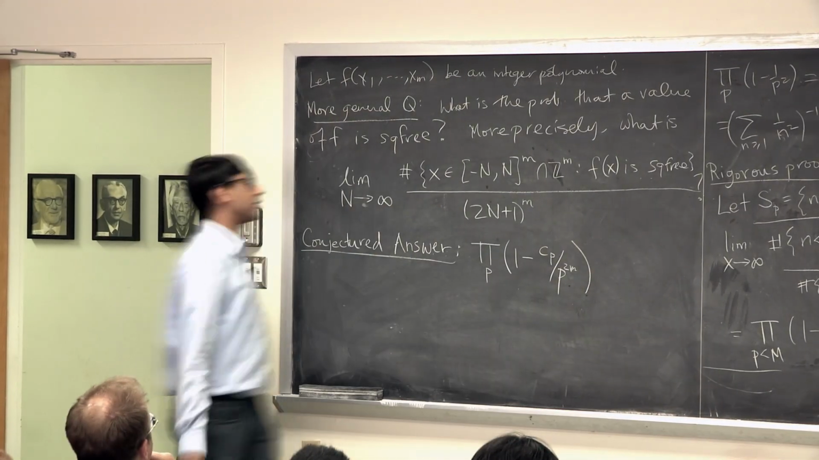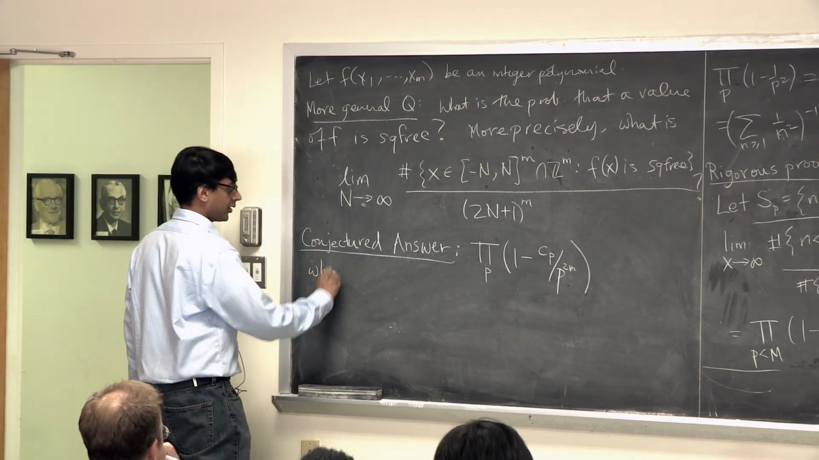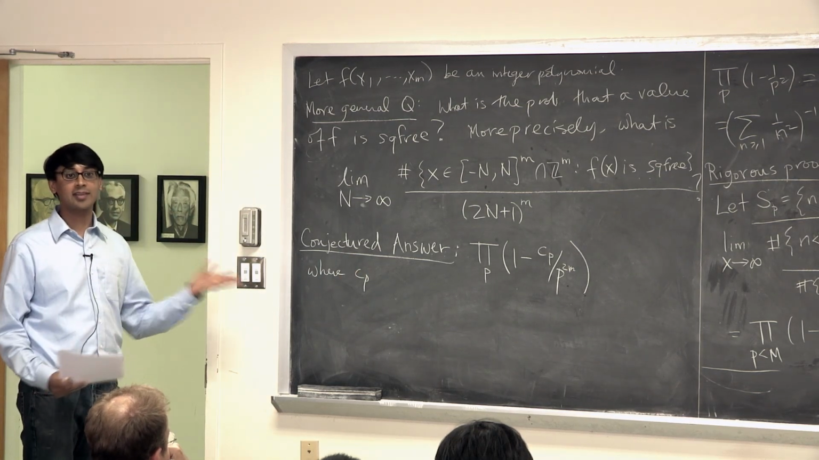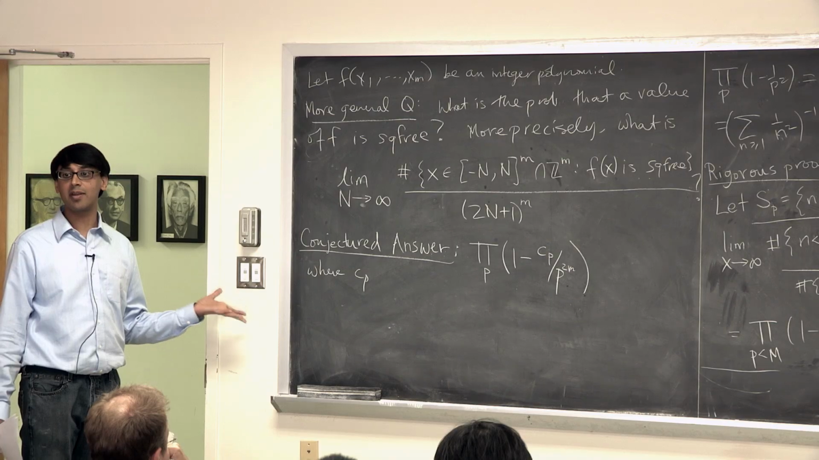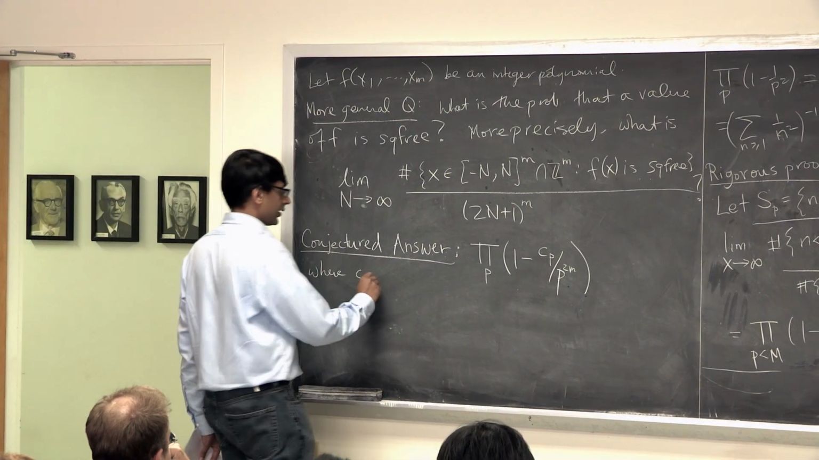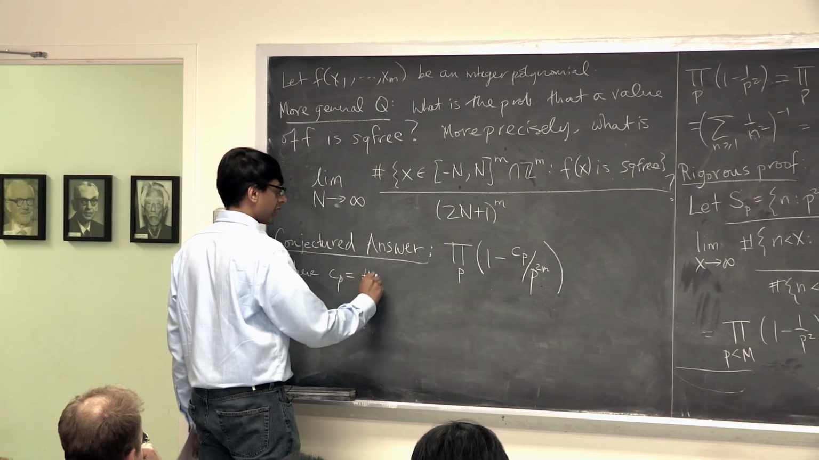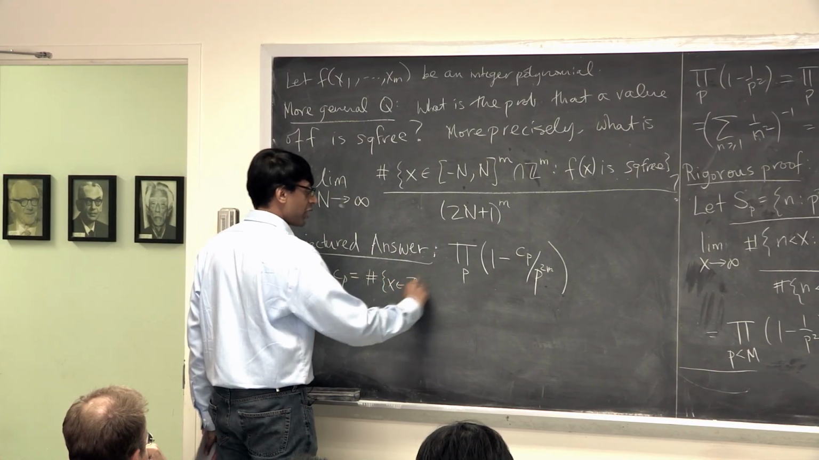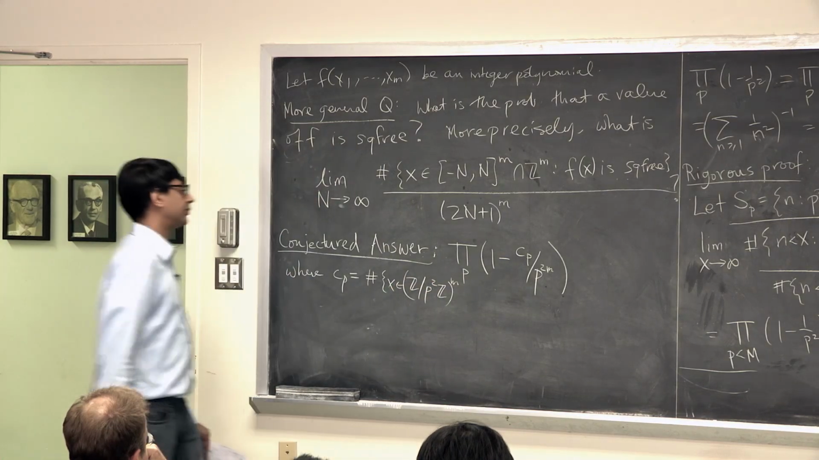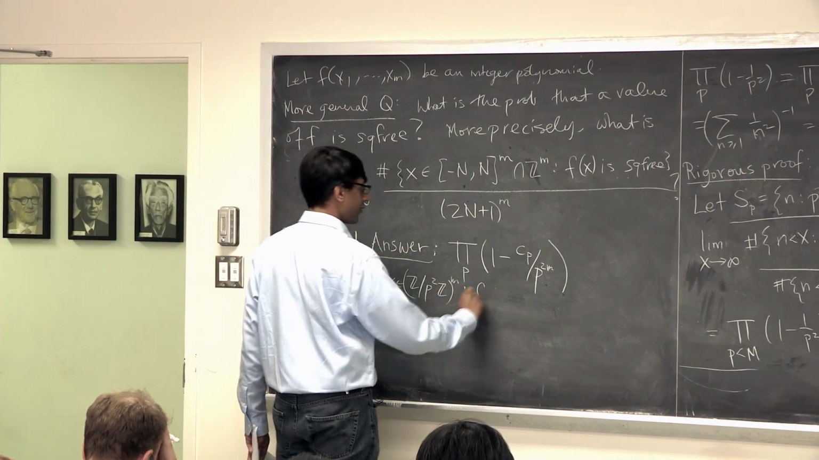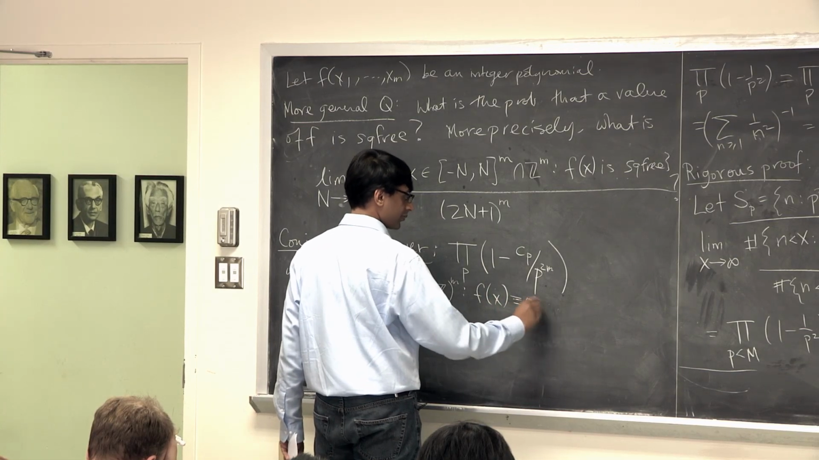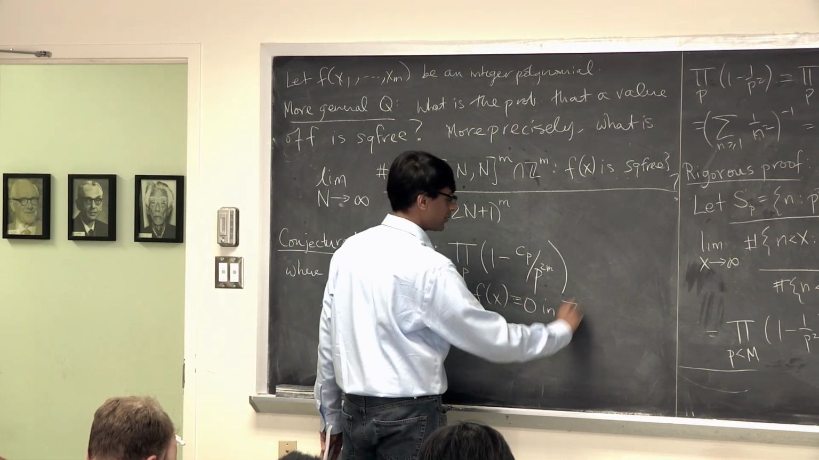So the answer should look something like this, where cp is what? It's the number of solutions to f of x congruent to 0 mod p squared in z mod p squared to the m. Right? So cp is equal to the number of x in z mod p squared raised to the m, such that f of x is 0 mod p squared. I'll say it again just to be clear.